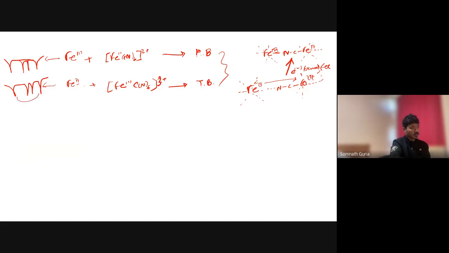This outer line is because of the Fe2. This is the focus for the Fe3. They have the same structure. And why is this happening? Because of electron transfer, they form the same complex.